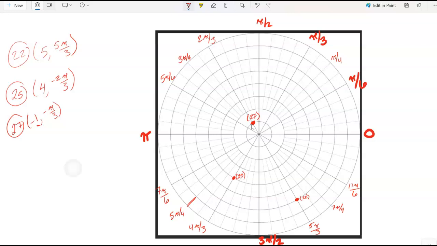And then let's do one more. Let's look at 30. It's (negative 3, negative pi over 2).